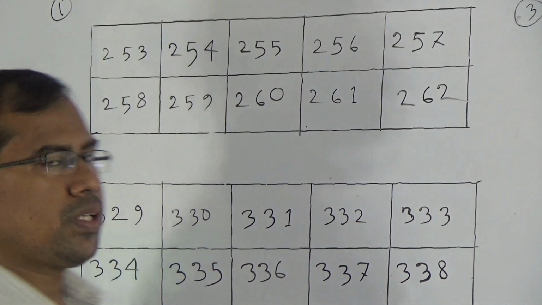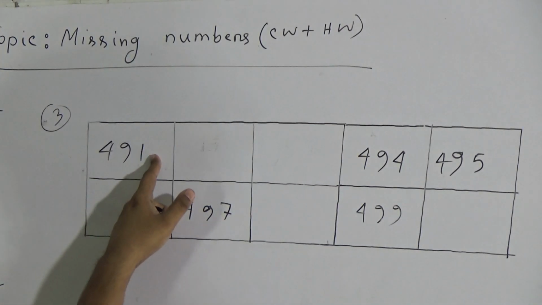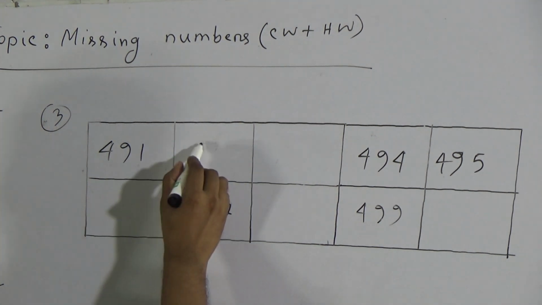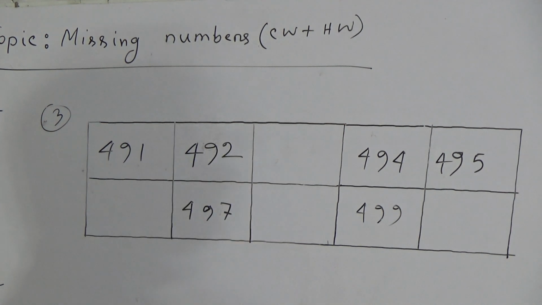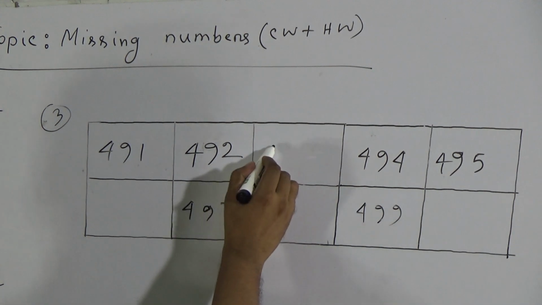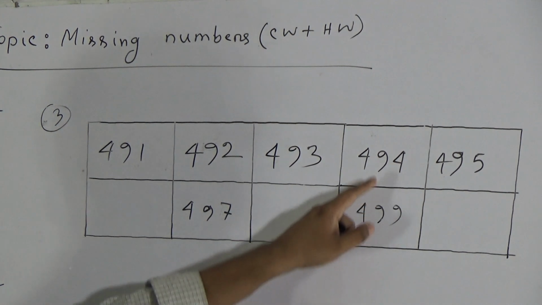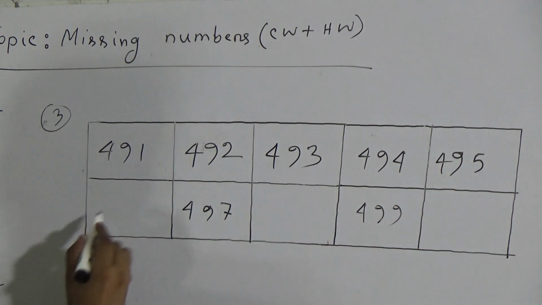Now we'll solve three numbers. Here first number given 491. After 491, which number will come? It will be 492. Then after 492, 493 will come. So next number will be 493. Then two numbers given, 494, 495. After 495, 496 will come. So it will be 496.